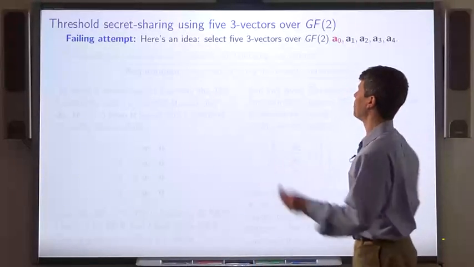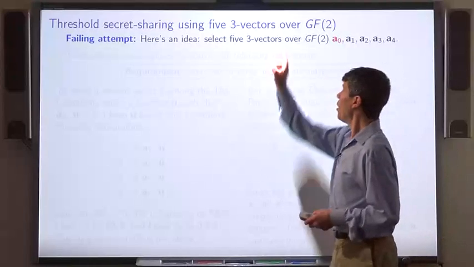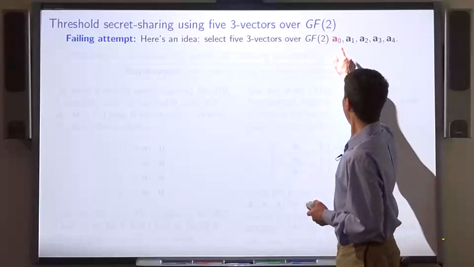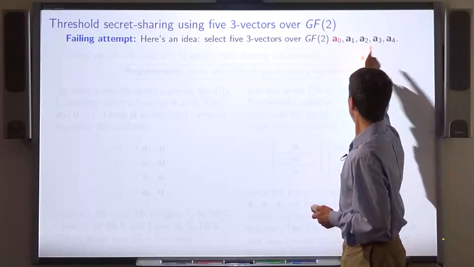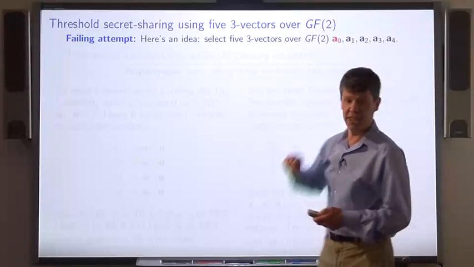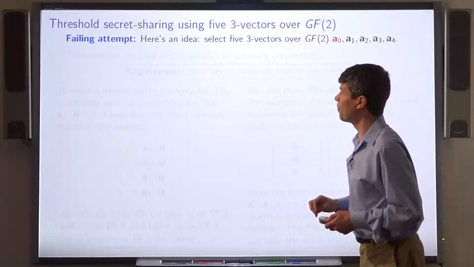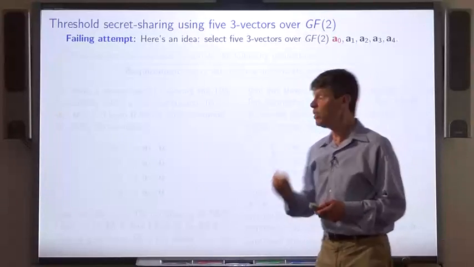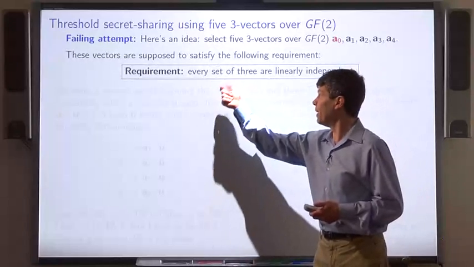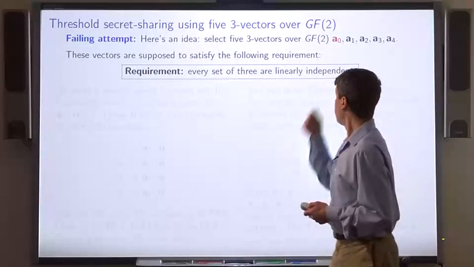So here's our first attempt. We select 5 3-vectors over GF2, A0, A1, A2, A3, and A4. A0 will play a special role. And these vectors have to be chosen to satisfy this requirement, that every set of 3 of them are linearly independent.